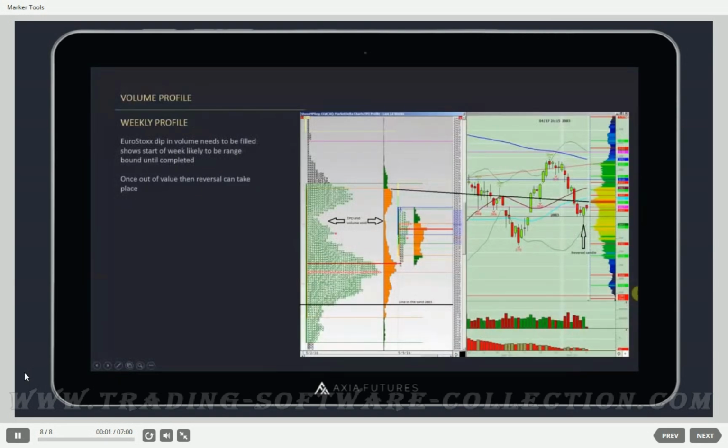I do this at the beginning of every week. I check my weekly profiles and mark on the very key areas for the week, notably the weekly value area high, the weekly value area low, the weekly VPOC. They're key areas that I want to be considering, and also the shape of the profile. As you can see, we've essentially got a double distribution week here on the Euro stocks. What this will do is it allows you to sort of plan your time a little bit better and plan how you think the week's going to develop.